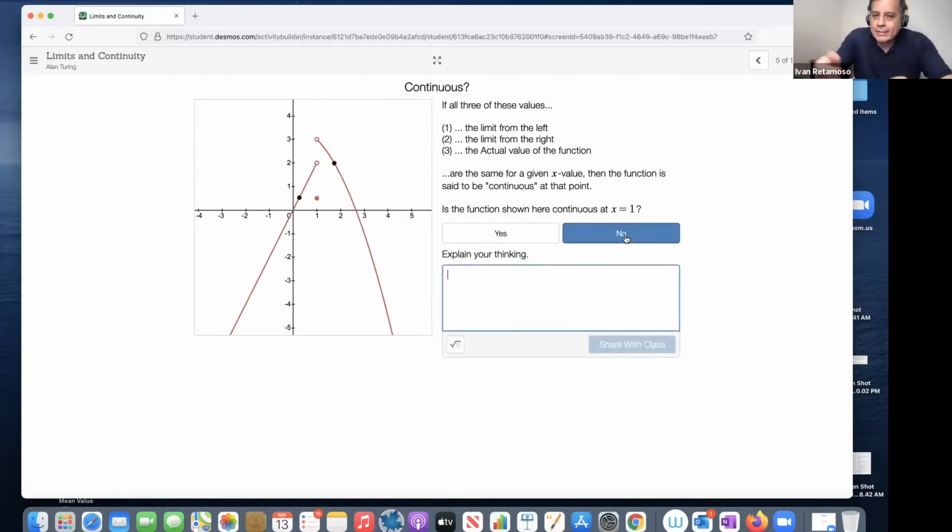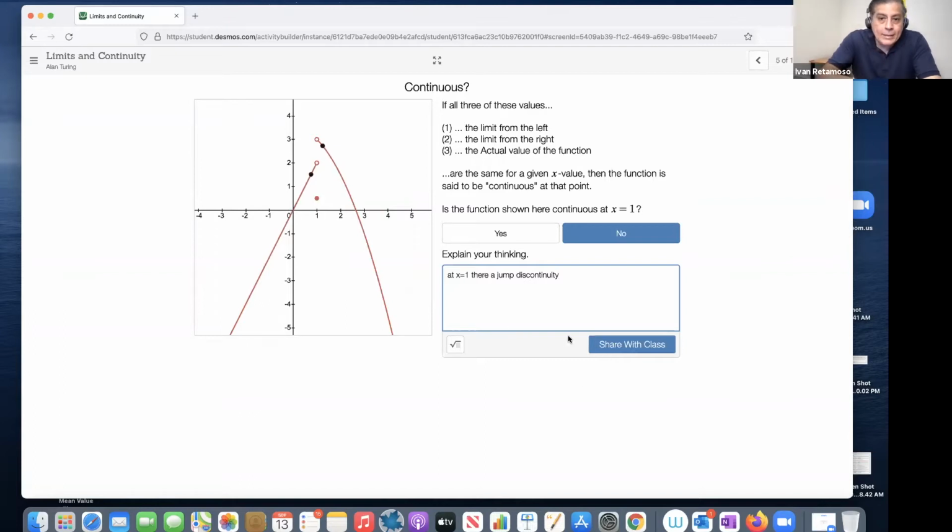Now explain these in your own words. You don't have to be technical or formal. Just say something that will back up your reasoning, right? For example, I'm a minimalist. So at x equal 1, I would say there is a jump discontinuity, right? As you can see.